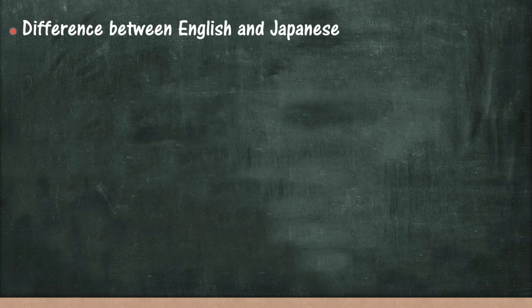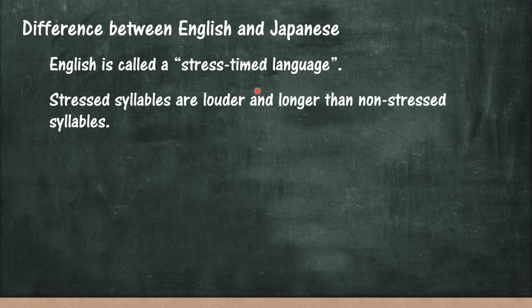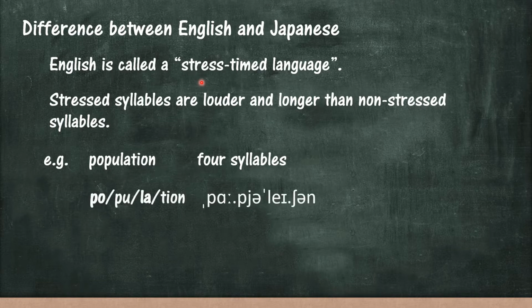Before we get into the main topic, let's take a look at the difference between English and Japanese word pronunciations. English is called a stress-timed language. Stressed syllables are louder and longer than non-stressed syllables. Let's look at an example. Population. 4 syllables. When broken down, it looks like this.